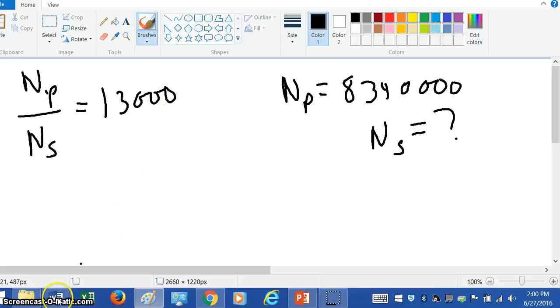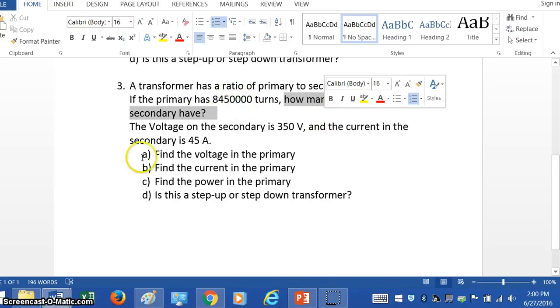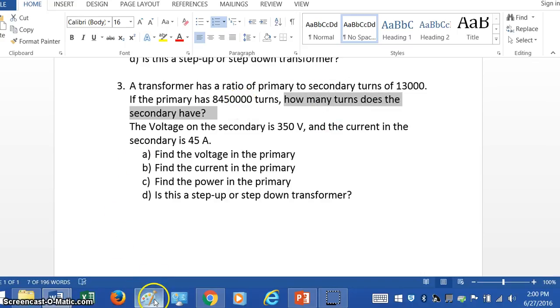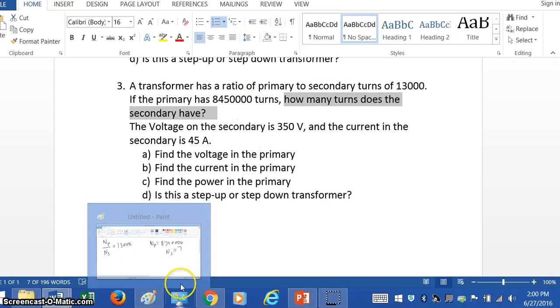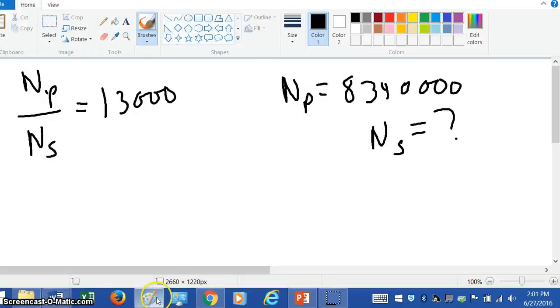Now the twist is, let me go back to the problem. It says if the primary has 8,450,000 turns, how many turns does the secondary have? So this is just another twist to this kind of question, and then the rest of it is exactly like we just did. So let's take a look at that. We have N sub P over N sub S is equal to 13,000.